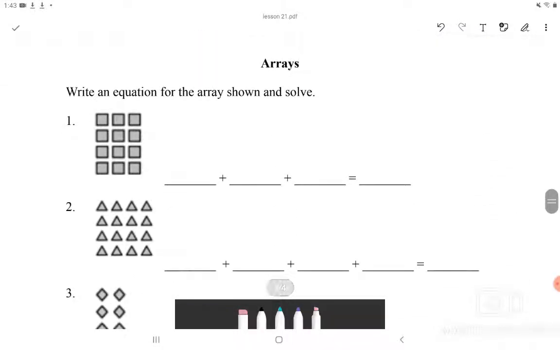For this section, we have to write an equation for the picture that we have right next to it and solve. I will be doing number 1. So for this, let's count how many squares there are in the very left. There is 4. And how many squares are there in the middle? There's also 4. And in the right, it is 4 as well.